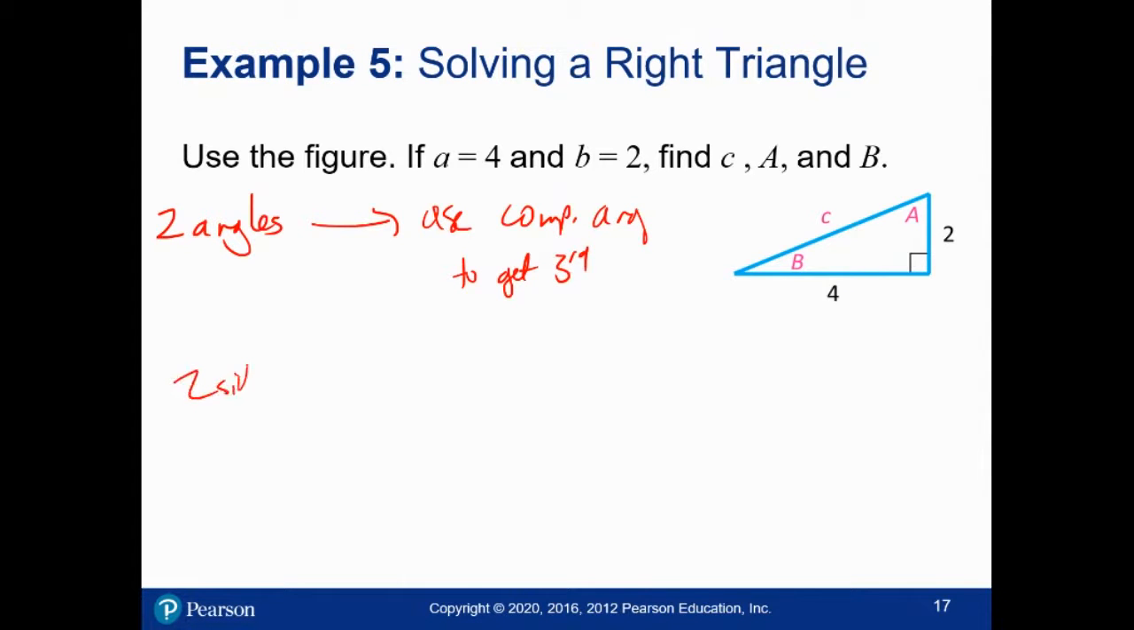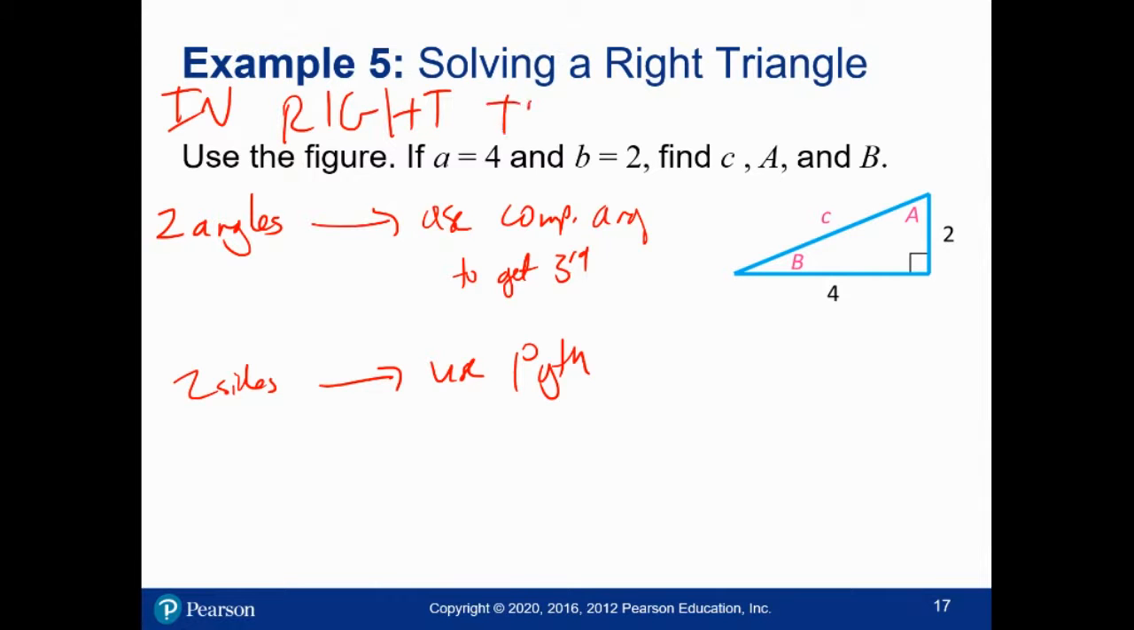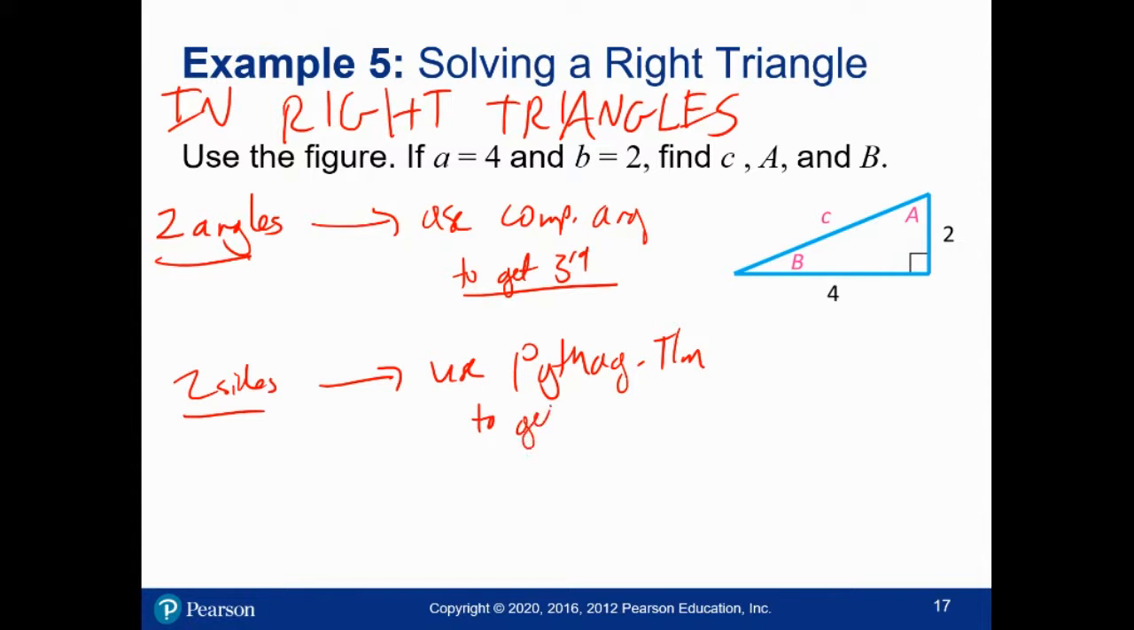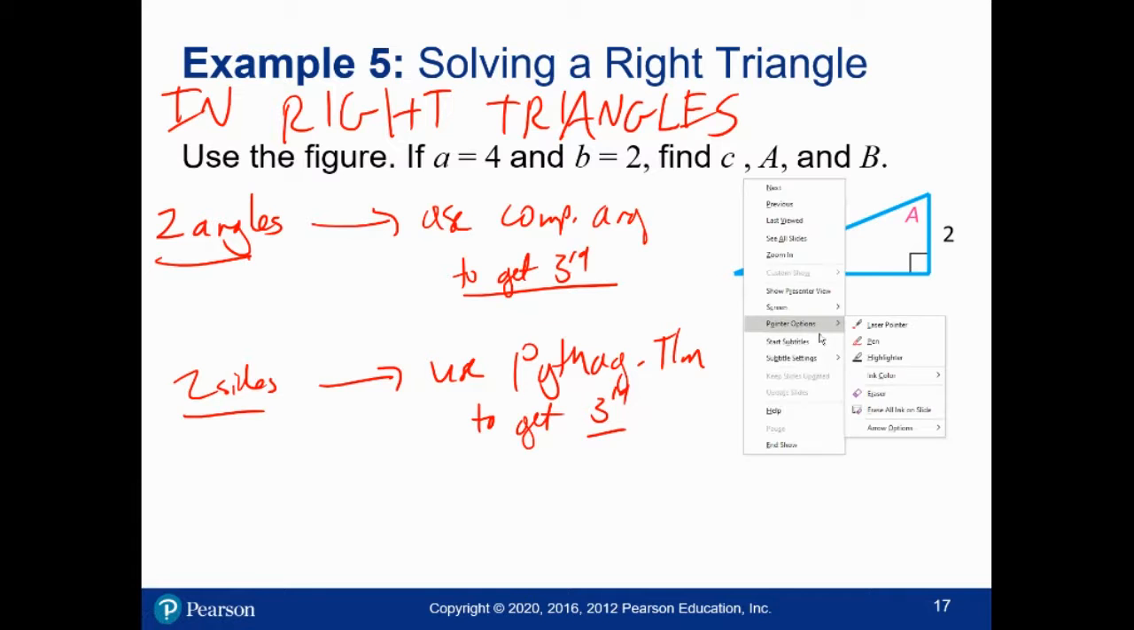If you have 2 sides, you can always use the Pythagorean theorem. Notice this is all in a right triangle. In later sections, we're going to talk about triangles that are not right triangles, in which case you don't have complementary angles and you don't have the Pythagorean theorem. But in right triangles, if you have 2 angles, get the third easily. If you have 2 sides, use the Pythagorean theorem to get the third side quite easily. And then you'll have more information, and then you can rely on trigonometry. So in a right triangle, whatever you have 2 of, the third one you can get pretty quickly.